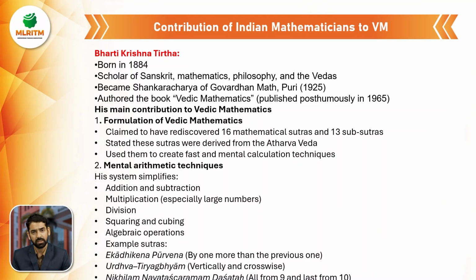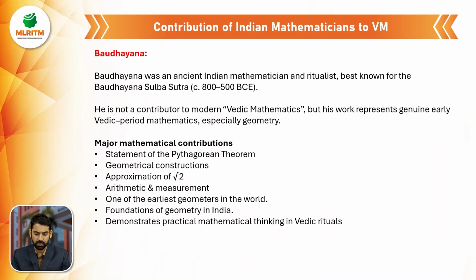So he has proposed different sutras to calculate addition, subtraction, multiplication, division, to find the square root of numbers or to find the cube root of numbers. So for these techniques where mental abilities are used, he has given very much contribution in this field. And by using these sutras, we can reduce the computational work and we can make our mental ability very strong. Another one is Baudhayana.